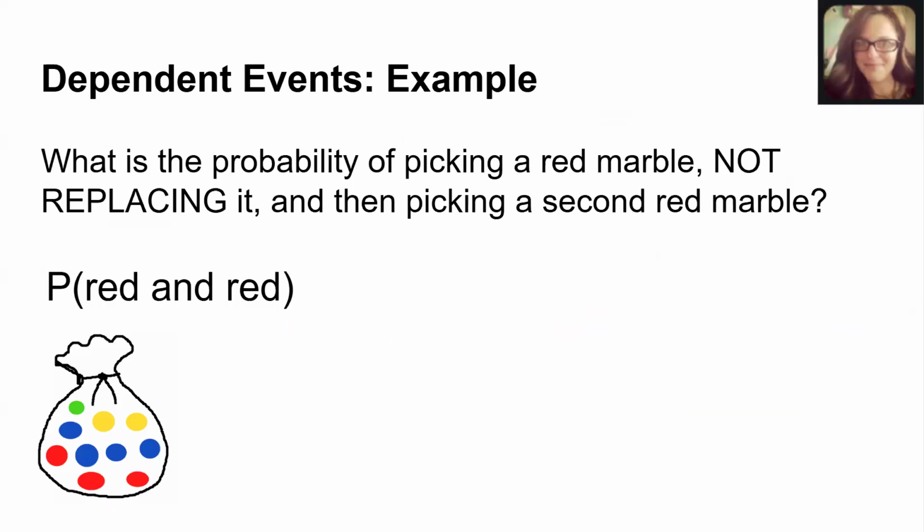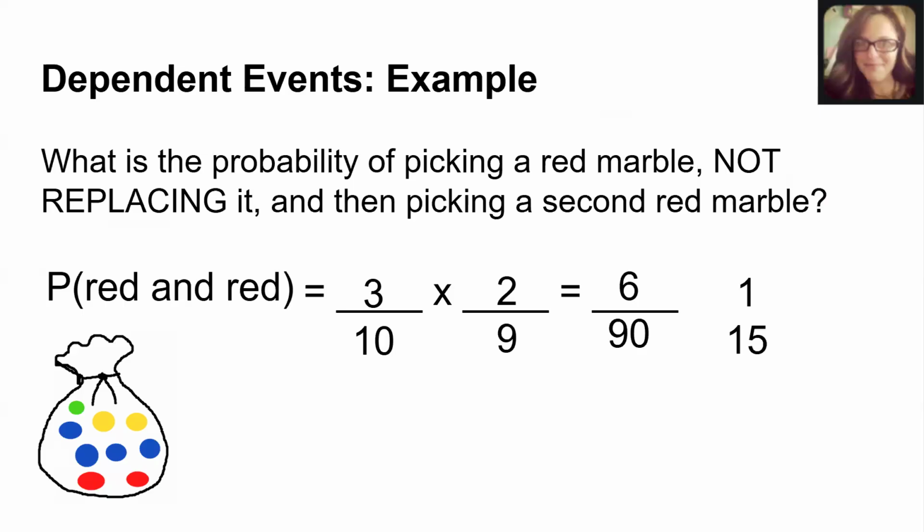What is the probability of picking a red marble, not replacing it, and then picking a second red marble? Probability of red and red. We will still multiply the probabilities together, and we still start with 3 red marbles out of a total of 10. However, after we pick the red marble, there are only 2 red marbles left in a bag of 9 marbles. We did not replace the red marble that we picked. We'll multiply fractions straight across and reduce, and we get about 7%.